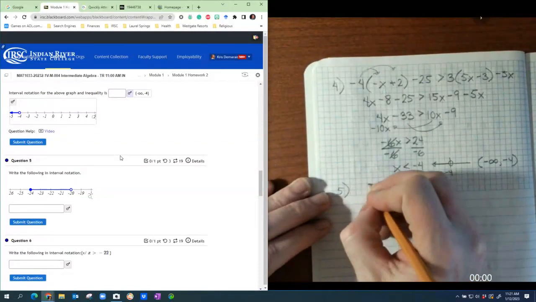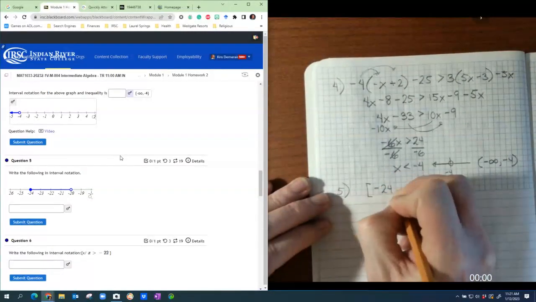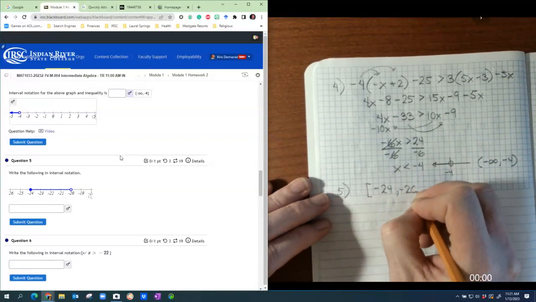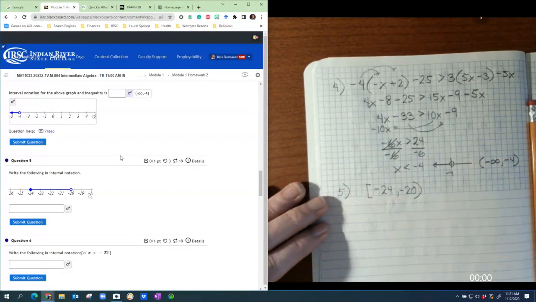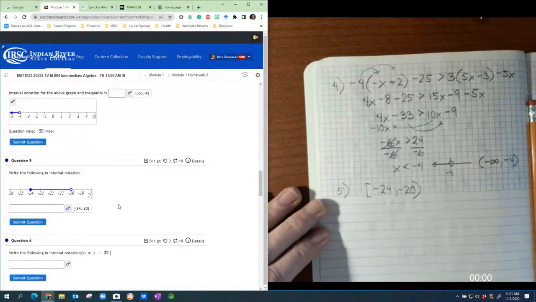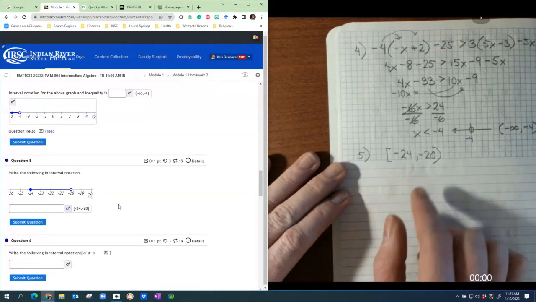We see that it's a closed circle at -24, and we're going to put a comma and then put -20. And then it's an open circle, so we're going to put a parenthesis. And that is the answer we're looking for. All right, that's pretty straightforward. It just depends on whether or not you know what these different symbolizations mean.